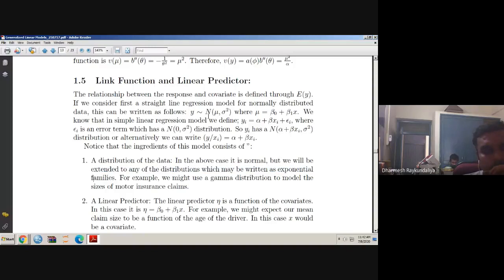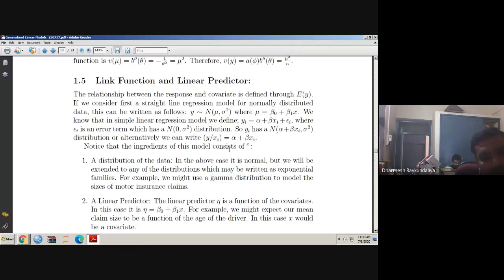Here we are only taking normal, but when we talk about it, it is a member of the exponential family. For example, we might use the gamma distribution to model the size of a motor insurance claim. That means a car accident has happened and a claim is made for insurance, so what is the amount? Size means the amount of claim made by the person for the car accident, and if we model this, it has the gamma distribution.